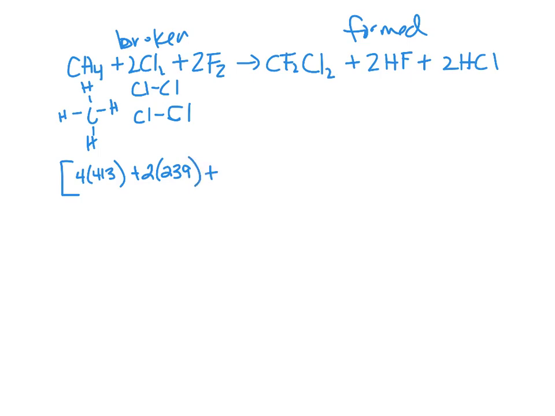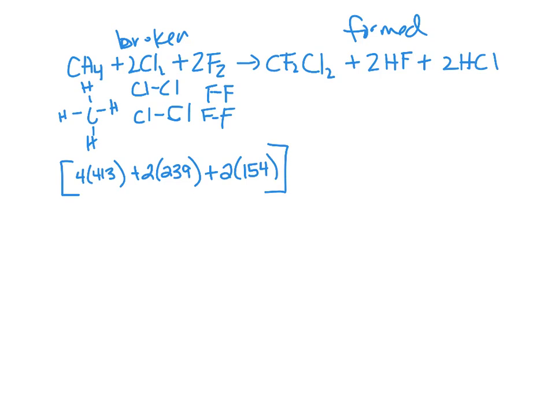And then my next one, I'm looking at 2F2. So that means I have an F bonded with an F, and I have another F bonded with an F. Up above, if I look at fluorine, how much energy does it take to break a fluorine bond? It's 154. So I'm going to have 2 times 154. So that is going to be the total energy of my bonds broken.